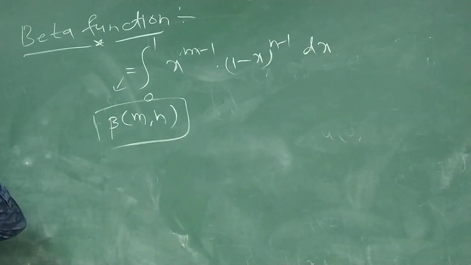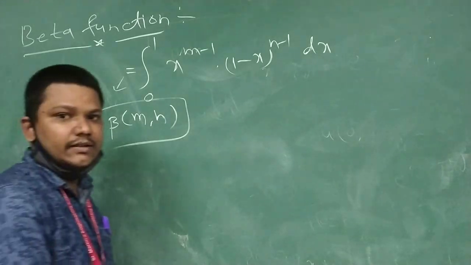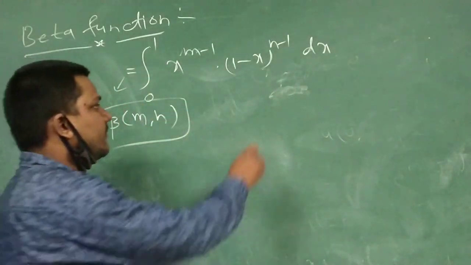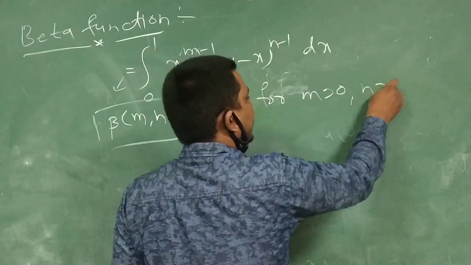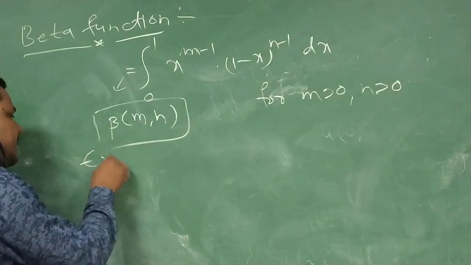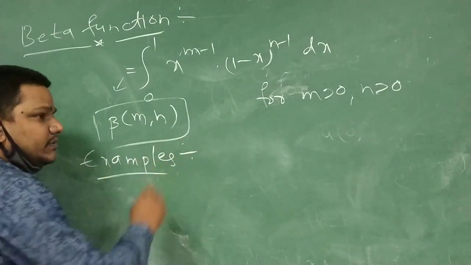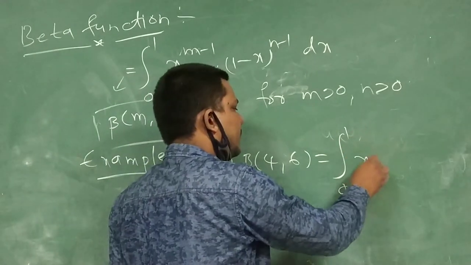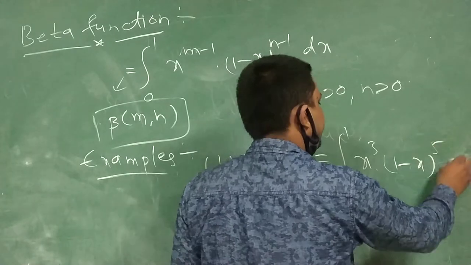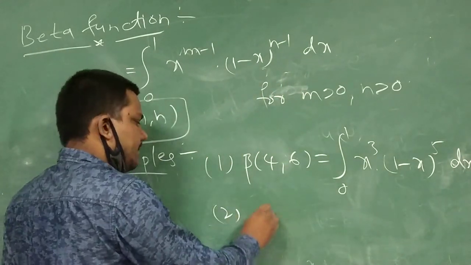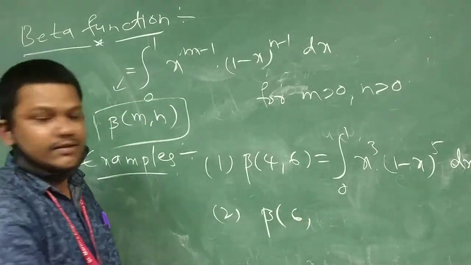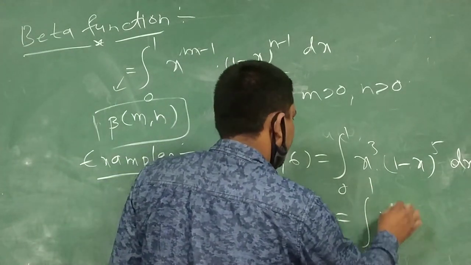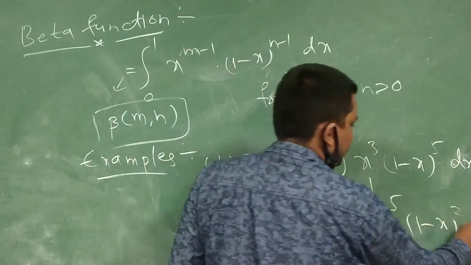And another name of beta function is Euler integral of first kind. And here the conditions are, the beta function converges for the values m must be greater than 0 and n must be greater than 0. Now you see here some examples of beta function. This is the first one, beta of 4 comma 6, which is integration 0 to 1 x power 3 into 1 minus x whole power 5 dx. And you see the second one, beta of 6 comma 4, which is integration of 0 to 1 x power 5 into 1 minus x whole power 3 dx.